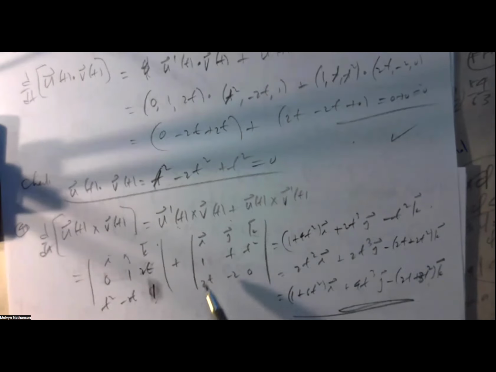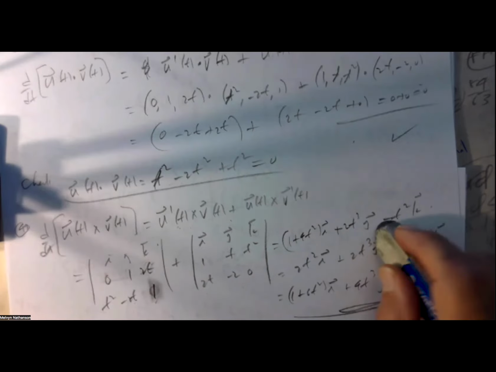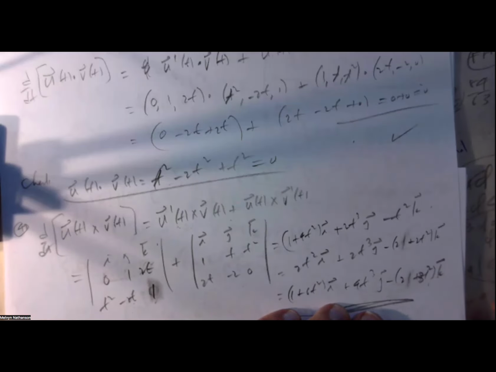And the k component here is minus 2 minus 2t squared. This should be minus 2. And then this gives me minus 2 and minus 3t squared.